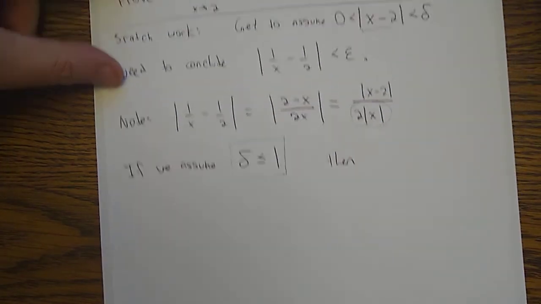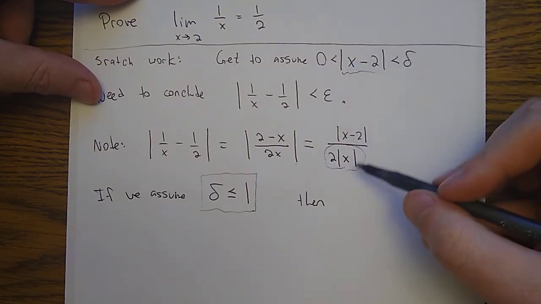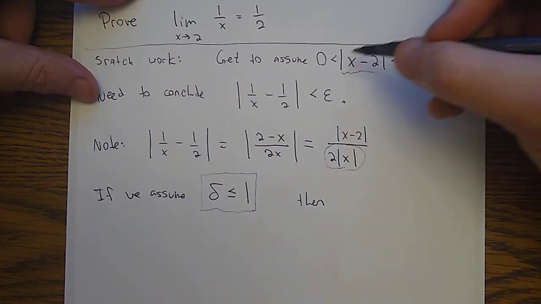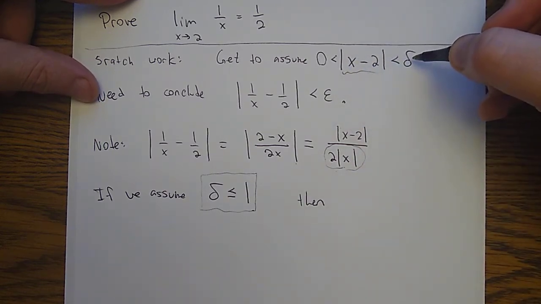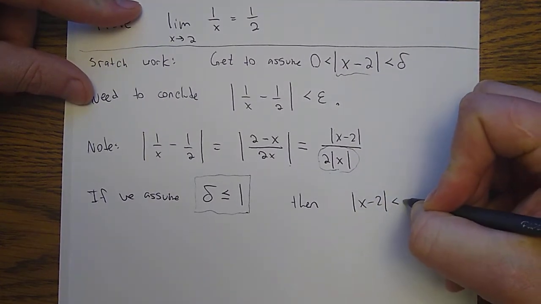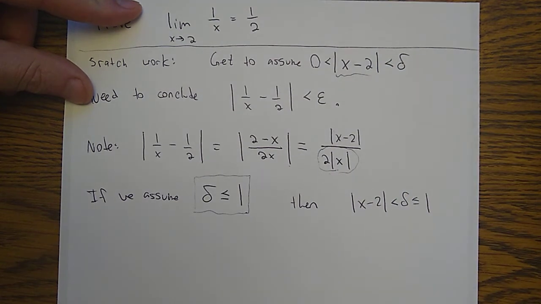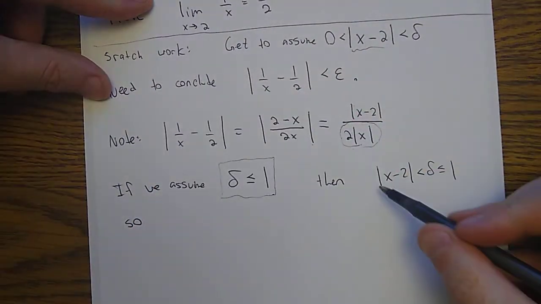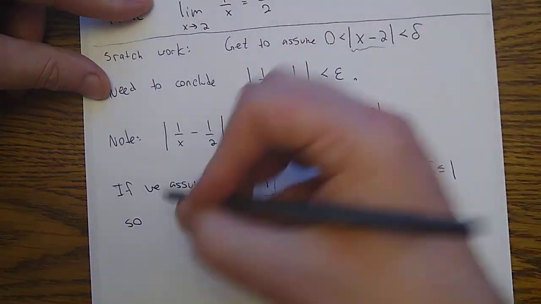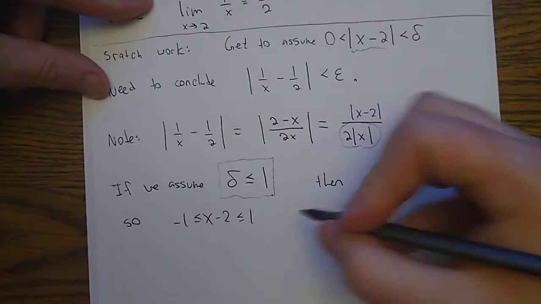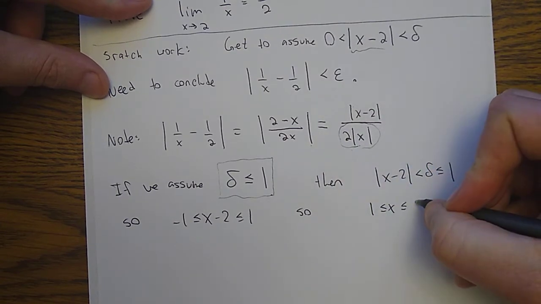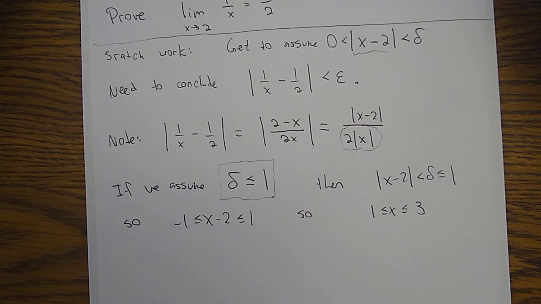What would this tell us? Again, I want to make a statement about this. What I know is that x minus 2 is smaller than delta. So x minus 2 is smaller than delta, which is less than or equal to 1 now. So I find my range of x's. So x minus 2 is between -1 and 1. So x is between, well, 1 and 3 again, right?